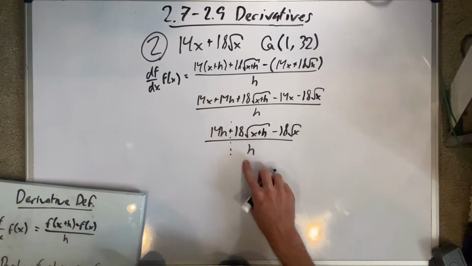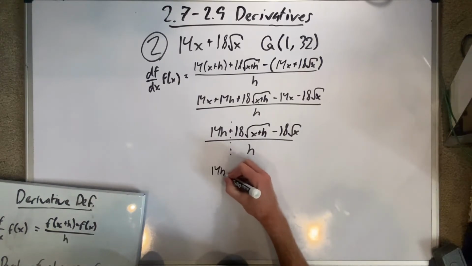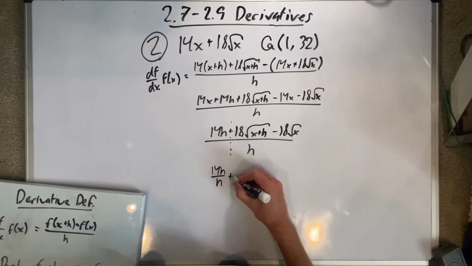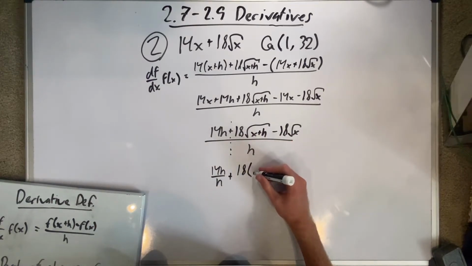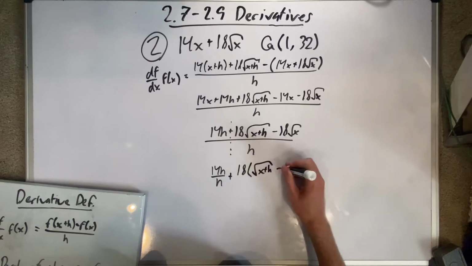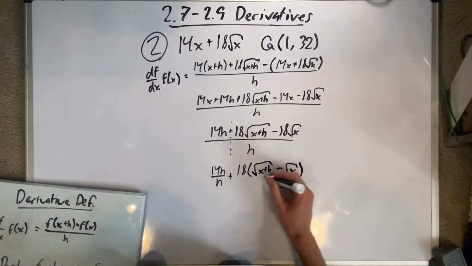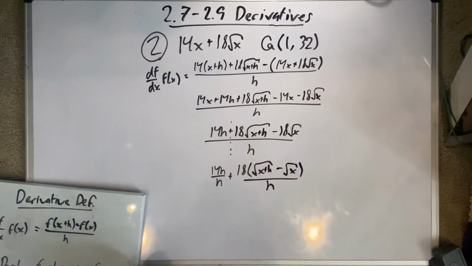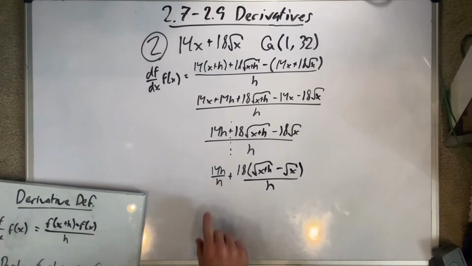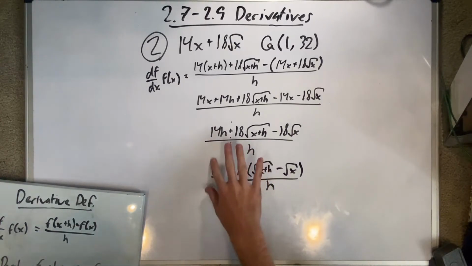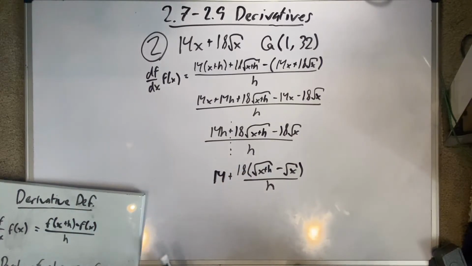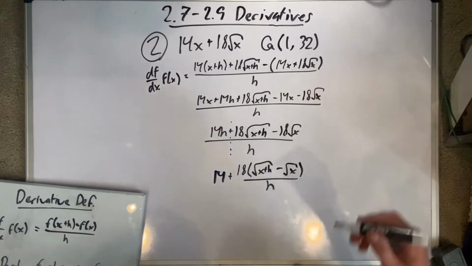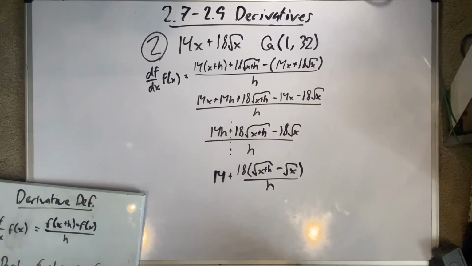So we can go 14h divided by h. We can say 14h divided by h plus 18. I can put this in parentheses because both of these are 18. Rad x plus h minus rad x all over h. So we can simplify it like that. Now this simplified down, 14h over h is just 14. And then now we can just find that one thing for this.